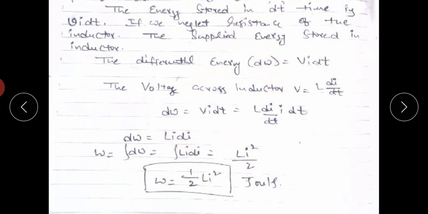Total energy W equals the integral of dW, which equals the integral of L into I di. L is a constant, and the integral of I into di equals I square by 2. So finally, the energy stored by the inductor W equals 1 by 2 Li square. Energy units are joules.